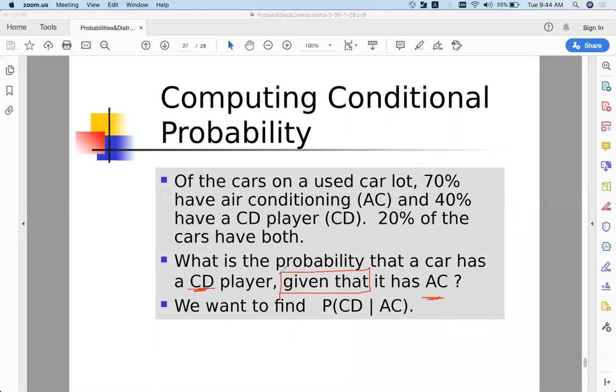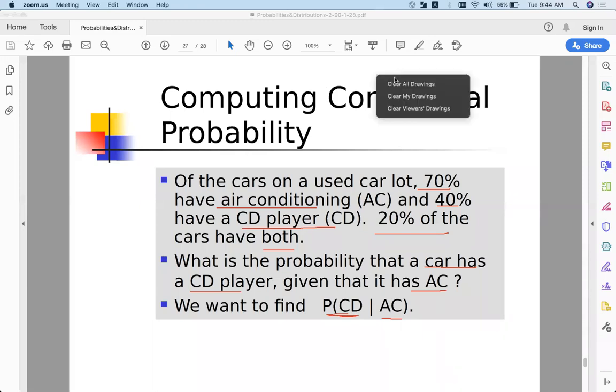Now, this phrase is important: given that it has AC. Okay, so let's break it down into simple terms. 70% have AC, 40% have a CD player, 20% have both. One event has already occurred. What is the event that has occurred? It has AC, so it will come in the denominator. And what are you looking for? The probability of a car that has a CD player, so it will come in the numerator as the probability of CD. This is how you break it down.